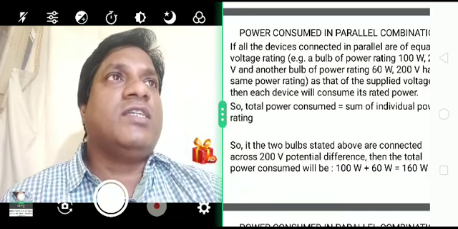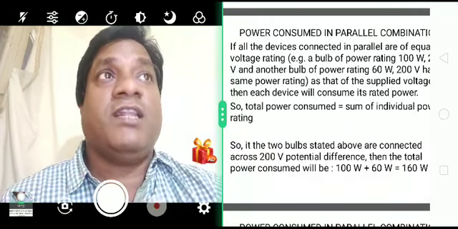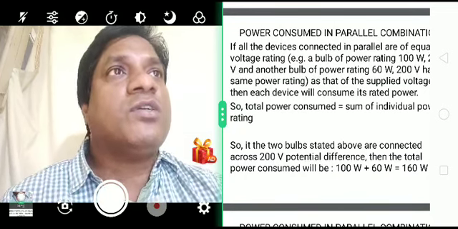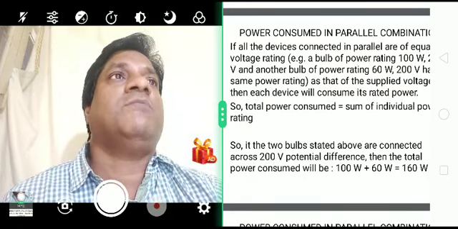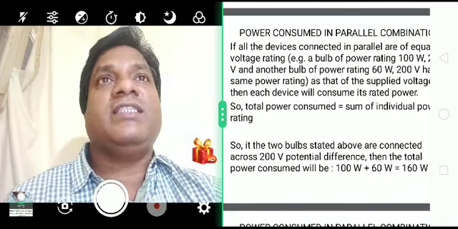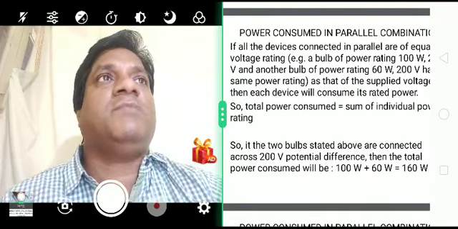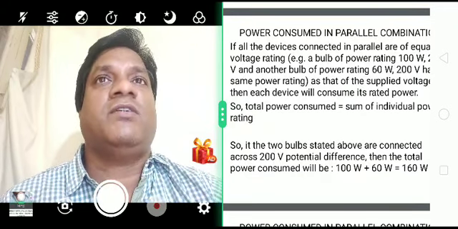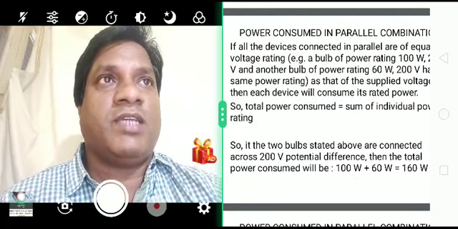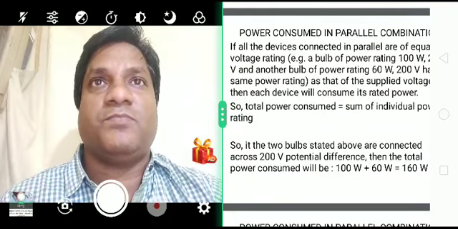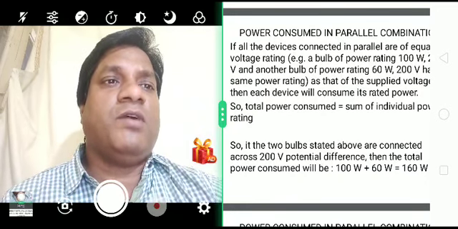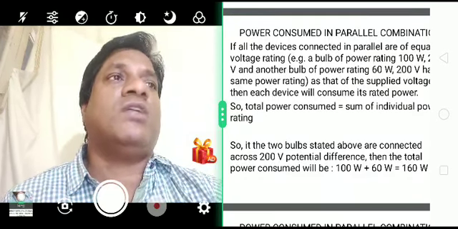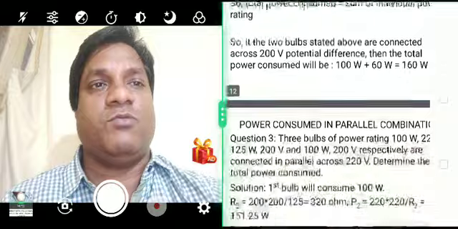So if the voltage ratings of the individual appliances in parallel combination are the same, just as in this case it's 200, and this is also equal to the supplied voltage, that means the supplied voltage is also, suppose, 200, then each device will consume its rated power. That means the 100 watt bulb will consume 100 watt power and the 60 watt bulb will consume 60 watt power. So in such a case, the total power consumed can be calculated as the sum of individual power ratings. So if the two bulbs stated above are connected across 200 volt potential difference, then the total power consumed will be 160 watt.